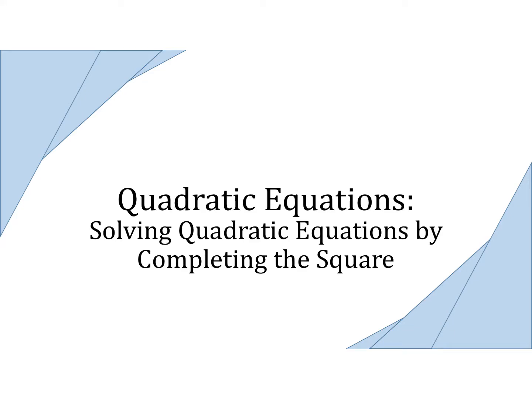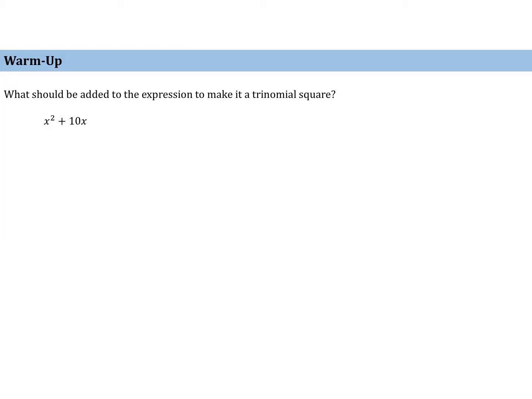Having seen the square root principle in use, we can now use that to solve a quadratic equation by completing the square. So first, let's look at the beginning of a polynomial, x squared plus 10x, and the question is, what can we add to make it a trinomial square?